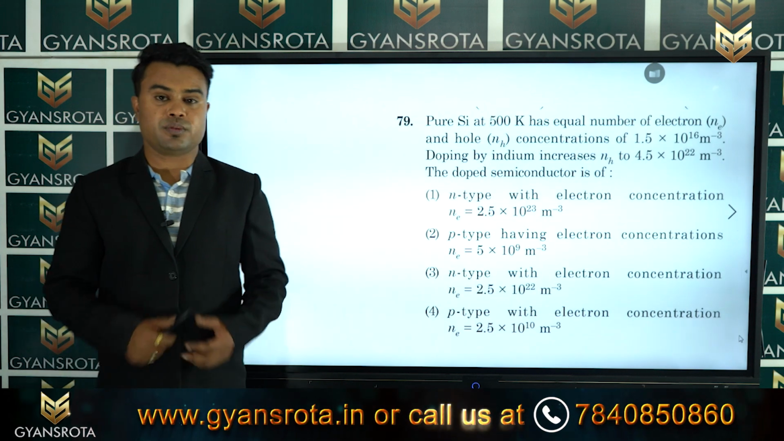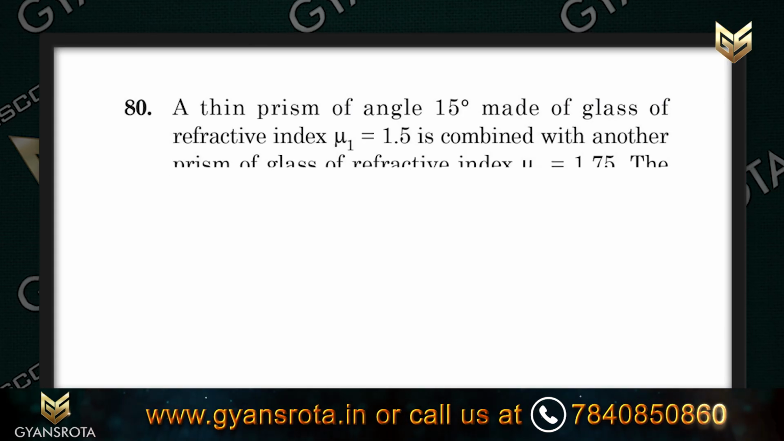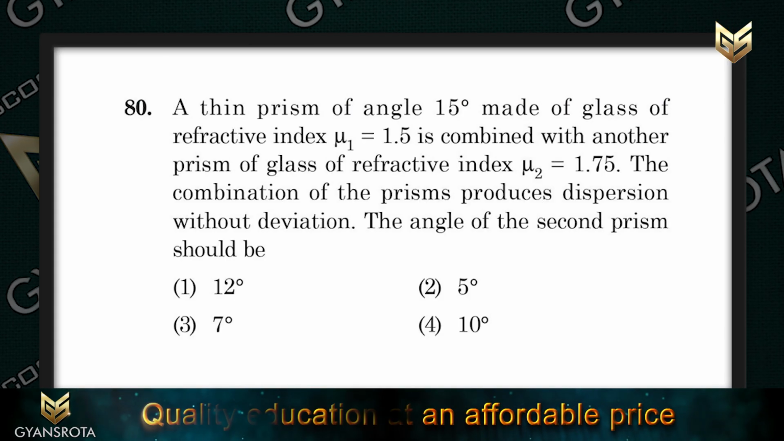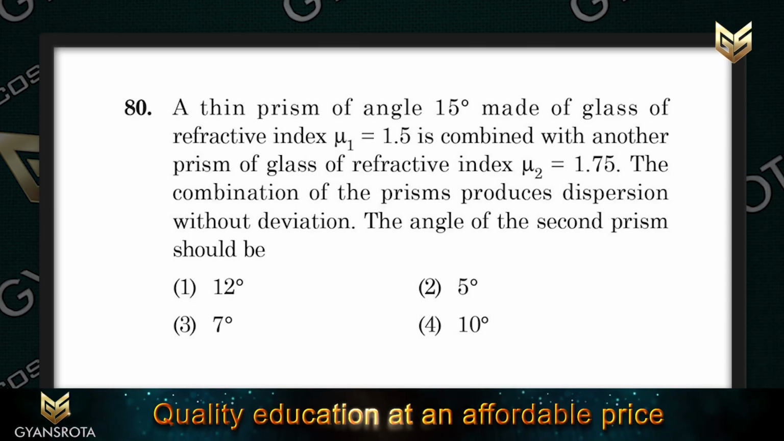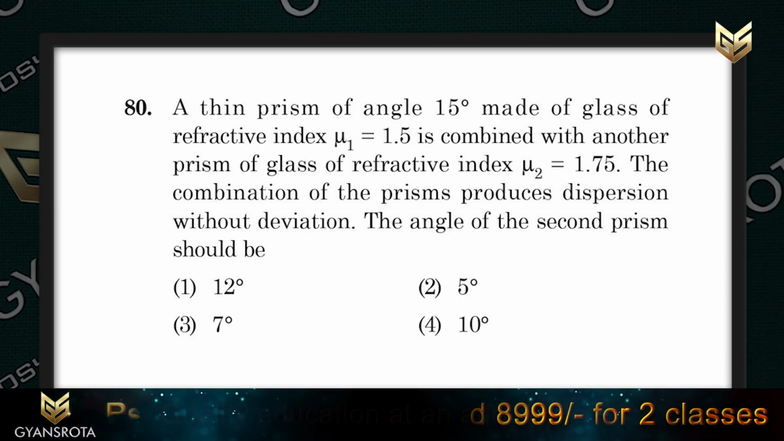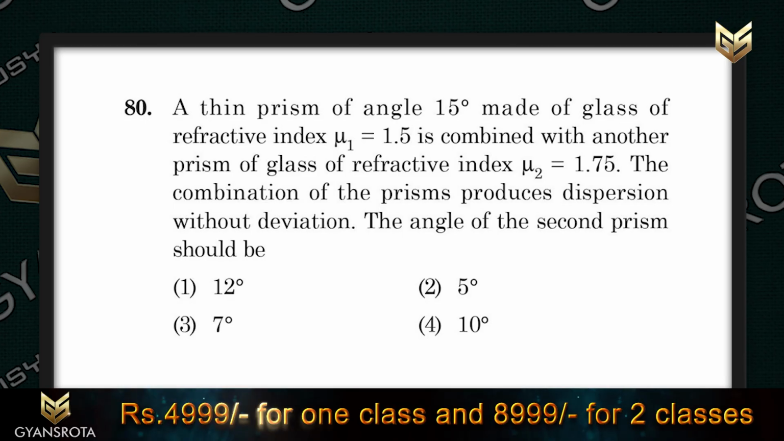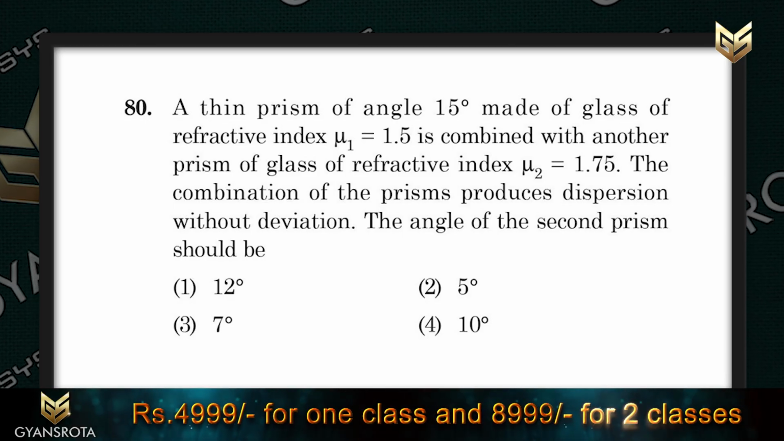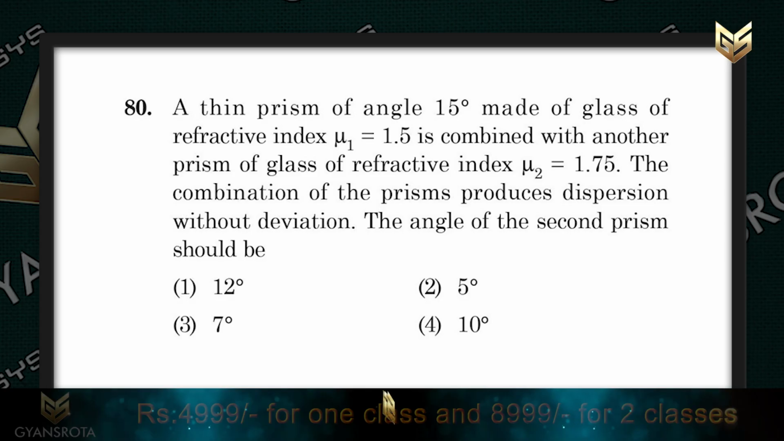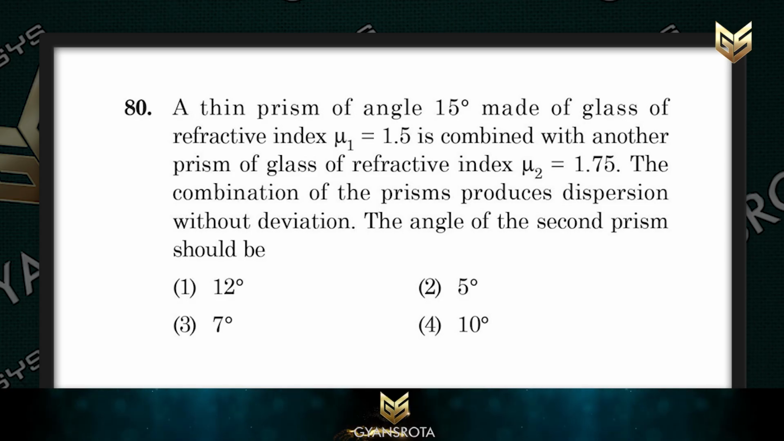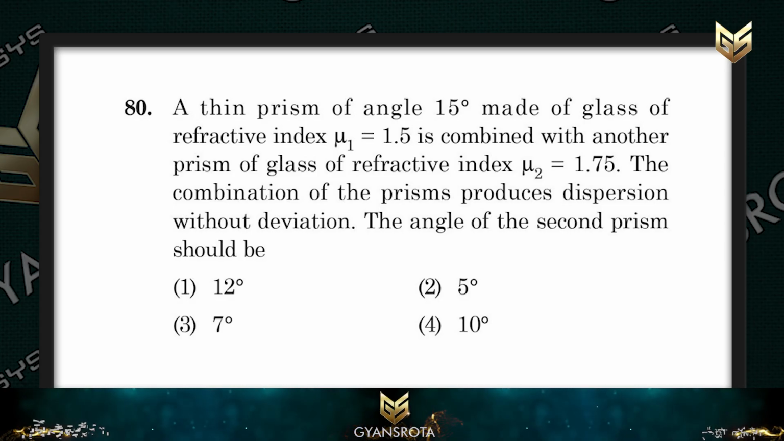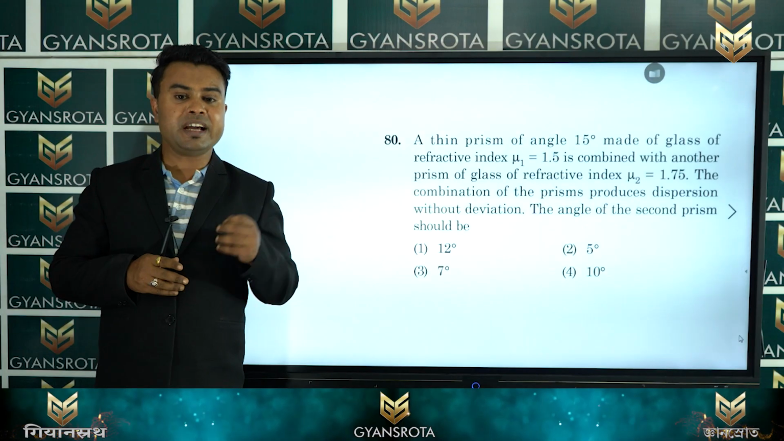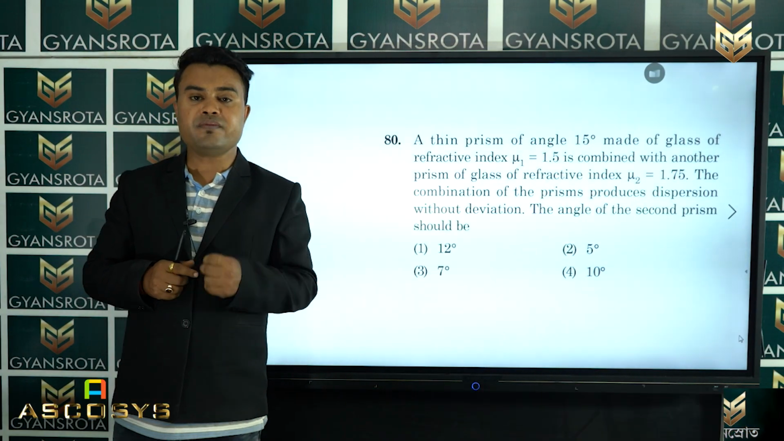Now let us move to the next question, that is question number 80. A thin prism of angle 15 degree made of glass of refractive index mu1 is combined with another prism of refractive index mu2 equal to 1.75. The combination of the prisms produces dispersion without deviation. The angle of the second prism is, so the angle of deviation is the same for both of them.